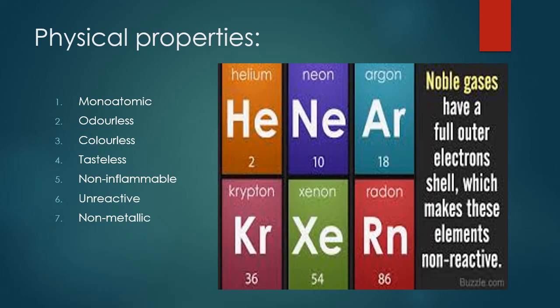The next one, it's non-metallic. You know, in the periodic table, the elements present at the extreme right end are called non-metallic. So here the extreme right elements are these noble gases. So these are non-metallic.